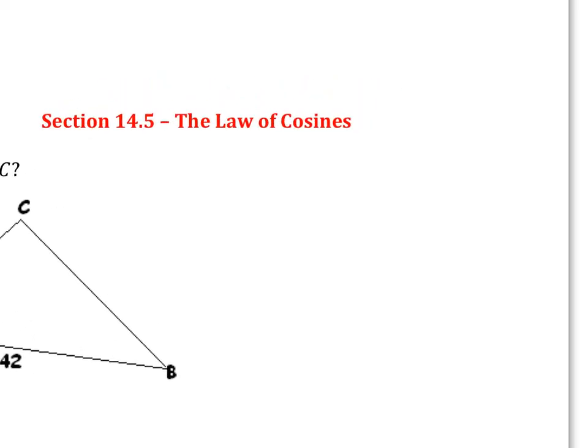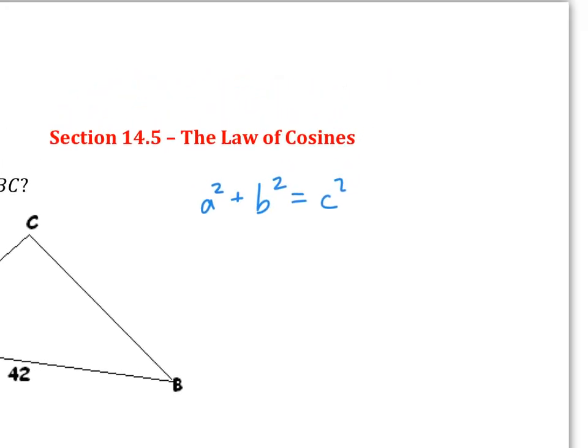So law of cosine is really easy to remember because it is just the Pythagorean theorem. A squared plus b squared equals c squared. However, a squared plus b squared equals c squared is only applicable to right triangles, which this one is not. So what happens is this Pythagorean theorem will have to be modified to take into account that this is not a right triangle. So I'm going to show you how to do that.